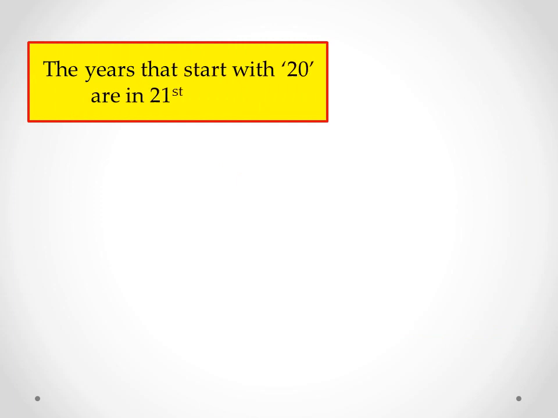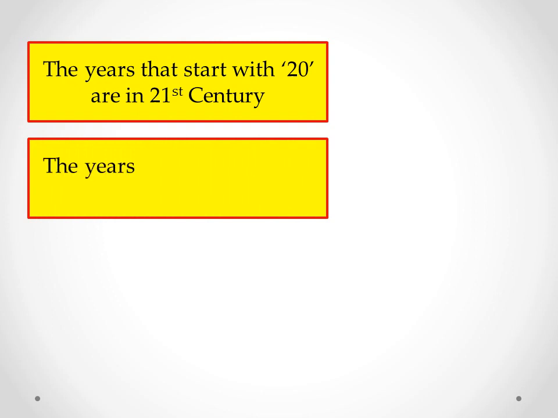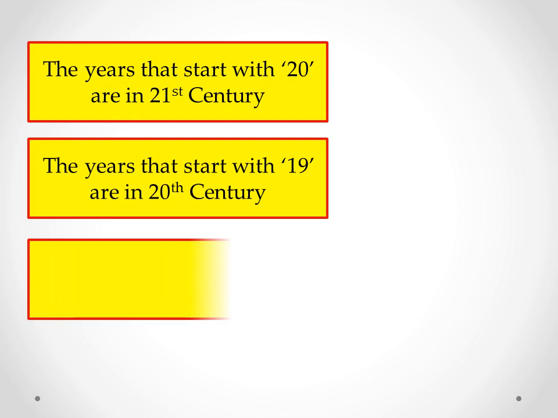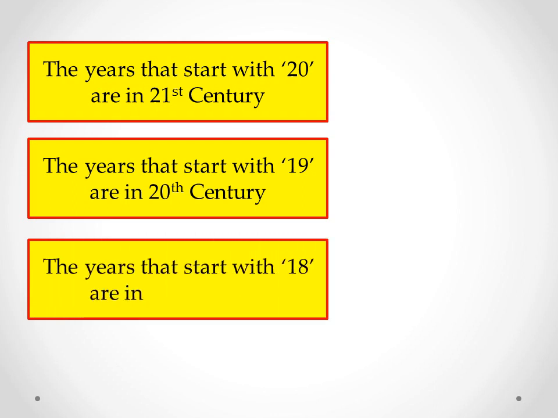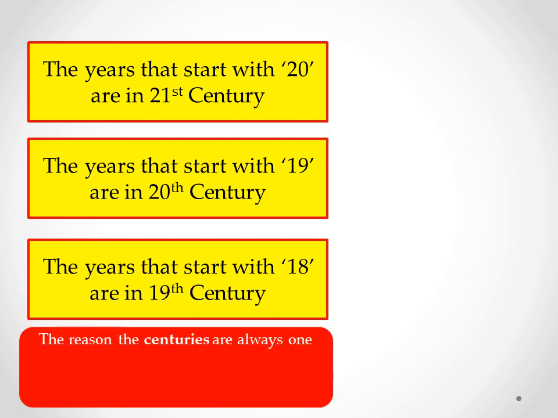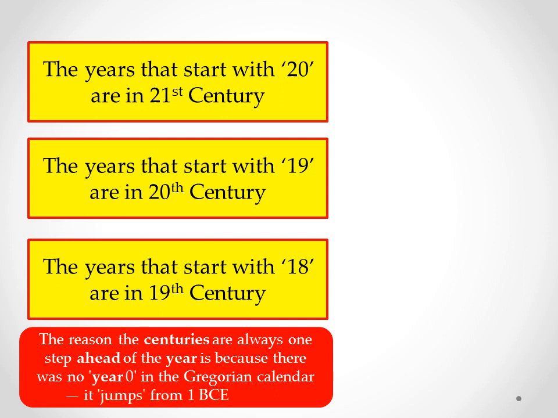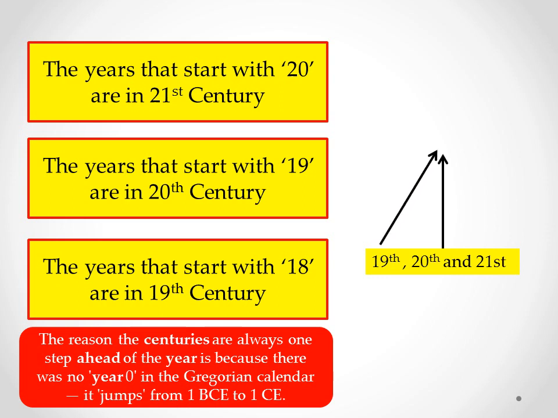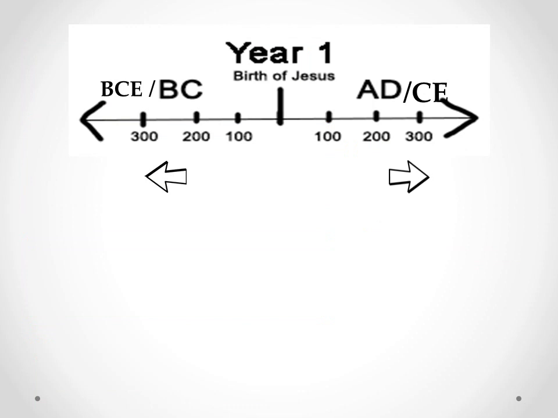The years that start with 20 are in the 21st century. The years that start with 19 are in the 20th century. The years that start with 18 are in the 19th century. The reason the centuries are always one step ahead of the year is because there was no year zero in the Gregorian calendar. It jumps from 1 BCE to 1 CE, which means 1 Before Common Era to 1 Common Era.